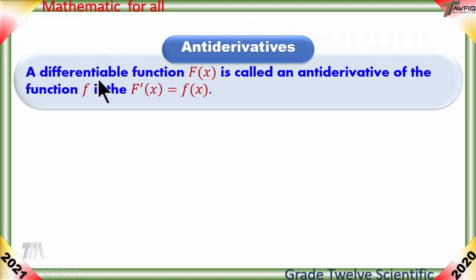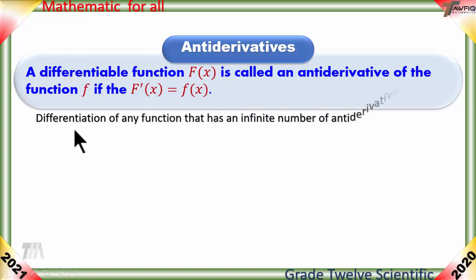Antiderivative. A differentiable function capital F of x is called an antiderivative of the function f if F prime of x equals f of x. Differentiation of any function has an infinite number of antiderivative functions.